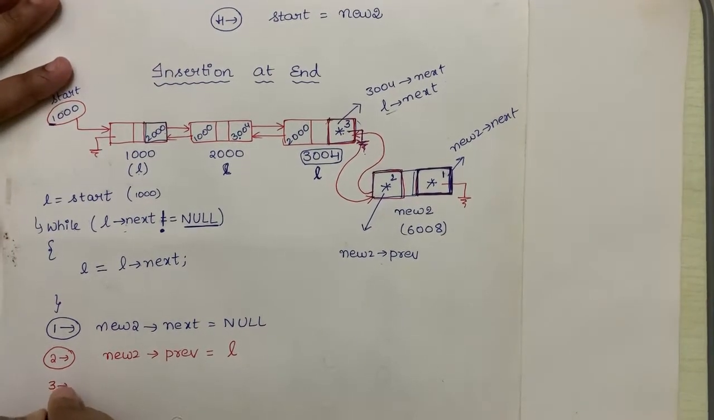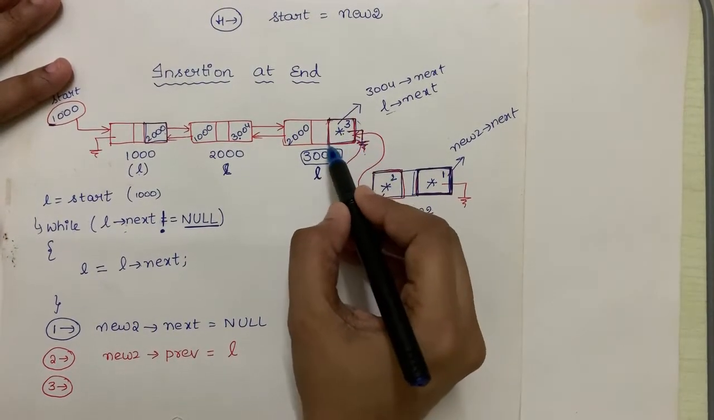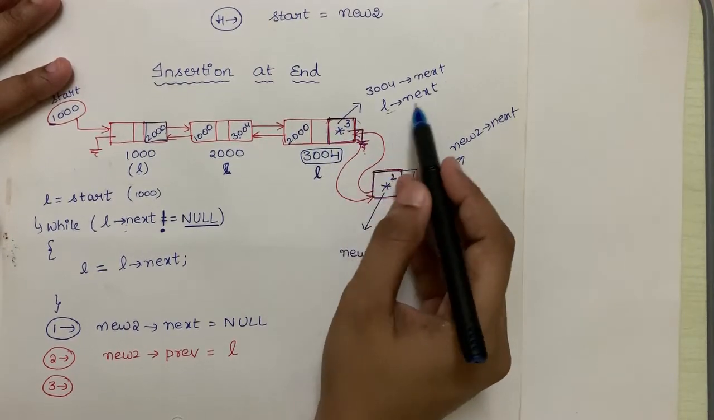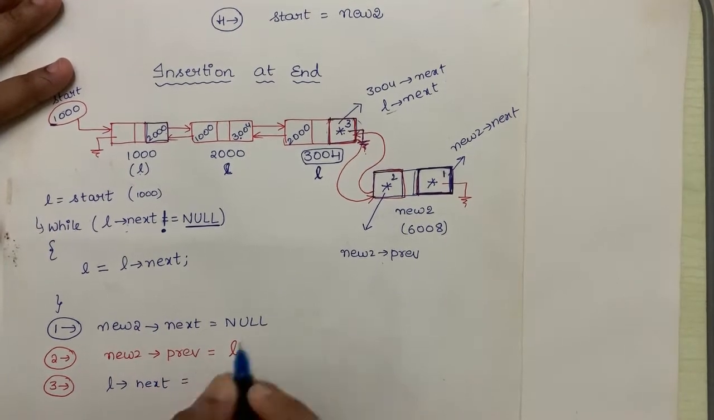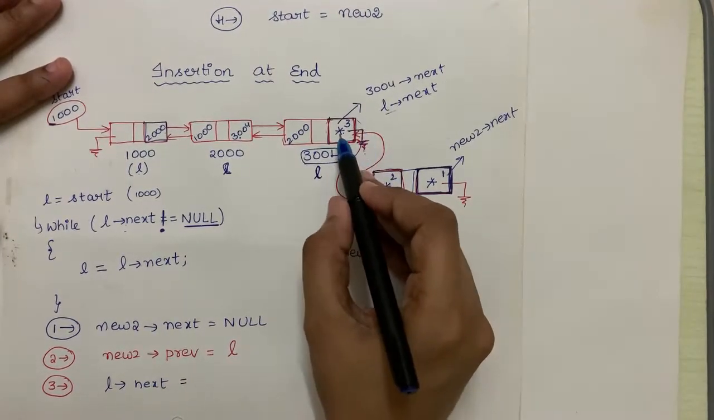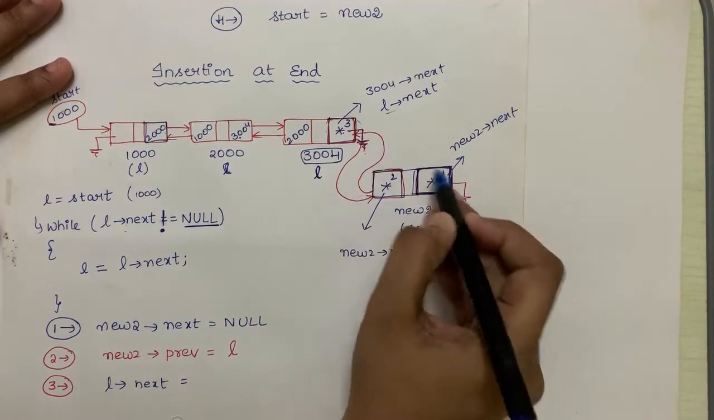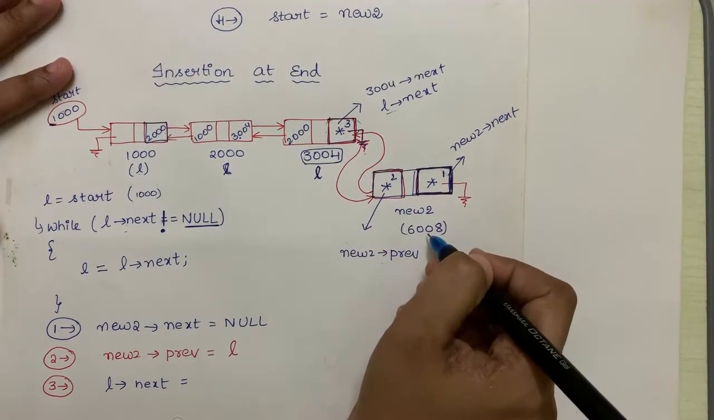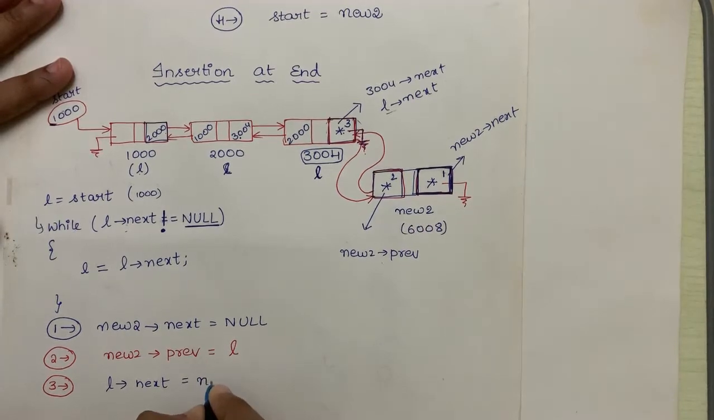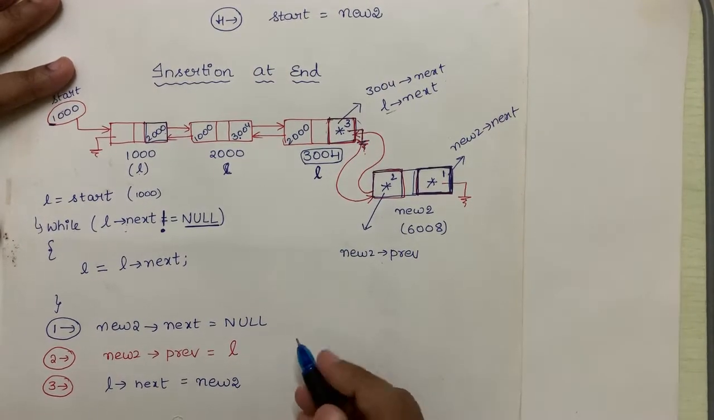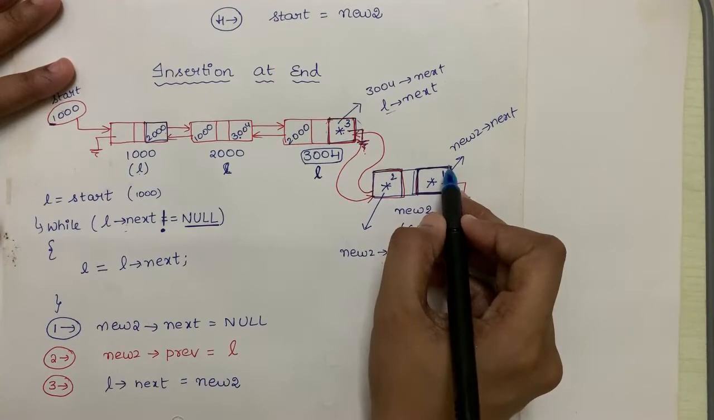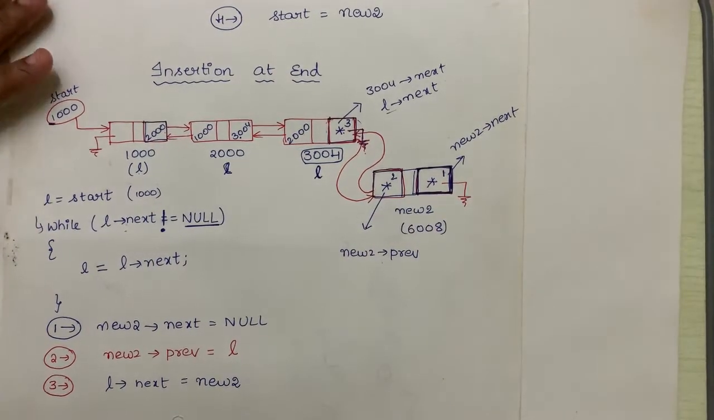Next, third statement. What is the third statement? We should modify this field. Name of this field is L next. L next is equal to, this should store the address of its next node. Its next node address is 6008. Name of 6008 is new to. So L next is equal to new to. So these are the three operations to be performed to insert a node at the end of the double linked list.